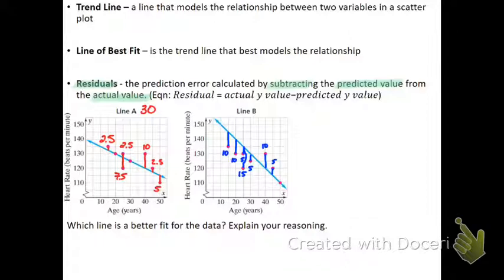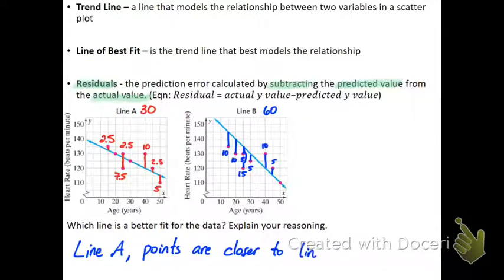Again, if you notice, the dots are exactly the same in each graph. It's just a different line of best fit. So we're trying to figure out which line of best fit is better. So 10, 20, 30, 40, 50, 60 for this one. So this one was 60 off. You want the one that is closer. It says which line is a better fit for the data. We know that line A is the better fit because the points are closer to the line. Each of those points is closer to the line of best fit. So that's what we're going for there.